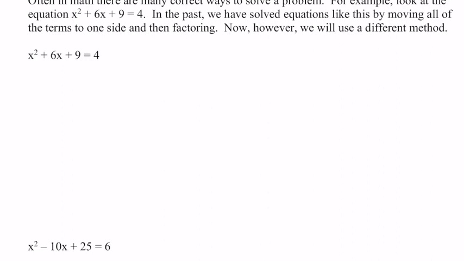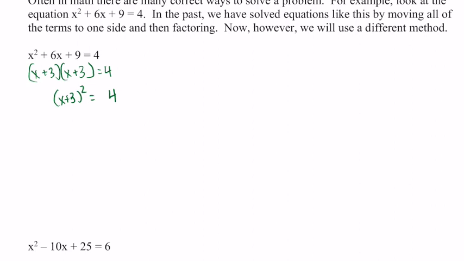When we do that, in this case, we would end up with a binomial times a binomial, put x at the beginning of each one. To multiply to be 9 and add up to 6, you would need 3 and 3. So we have x plus 3 times x plus 3. Since that parentheses is the same, we can write this as x plus 3 squared is equal to 4.